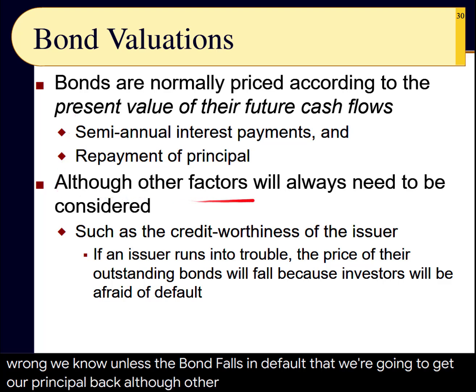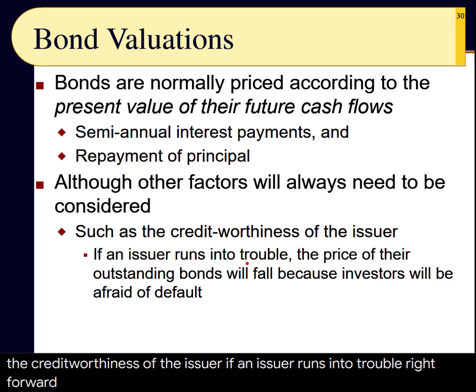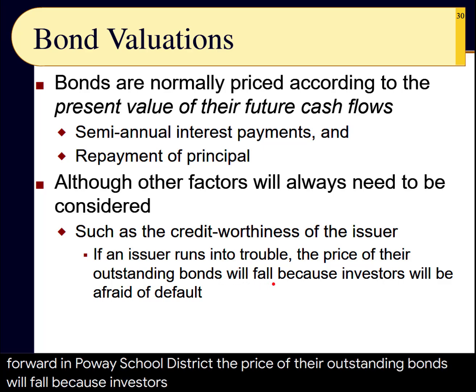Although other factors will always need to be considered, such as the creditworthiness of the issuer. If an issuer runs into trouble, right, Ford and Poway School District, the price of their outstanding bonds will fall because investors will be dumping the bonds. They're afraid of default.